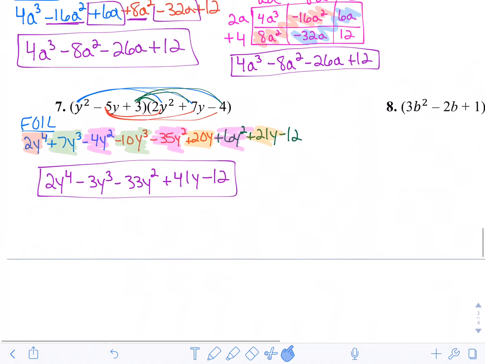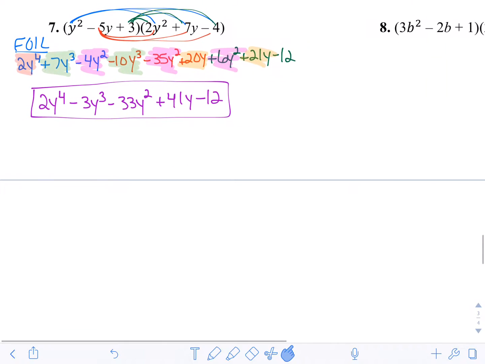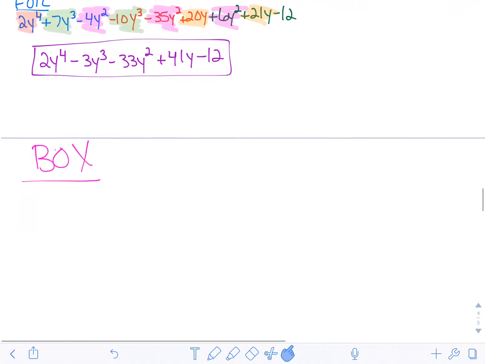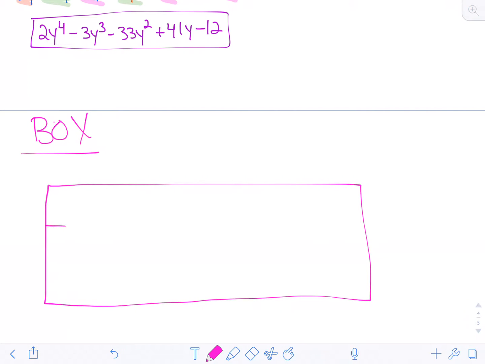Okay. Now we're going to do it with the box method. I'm going to do it down here where I have more space. Okay. So for my box method, okay, box. We are going to have a really big box, because I need it 3 by 3. So I'm just going to make a really big box. Lots of space.